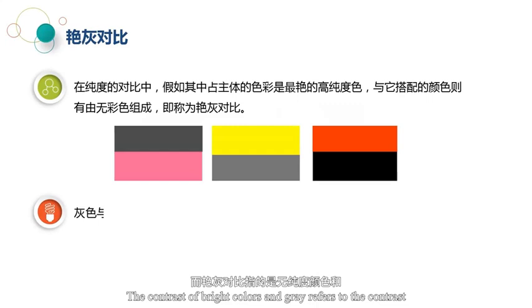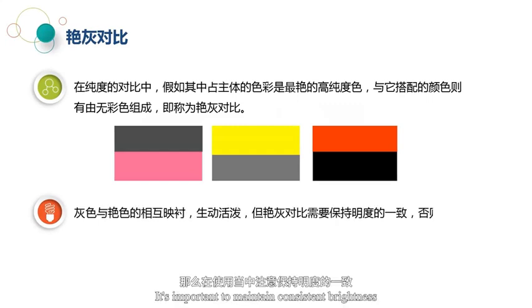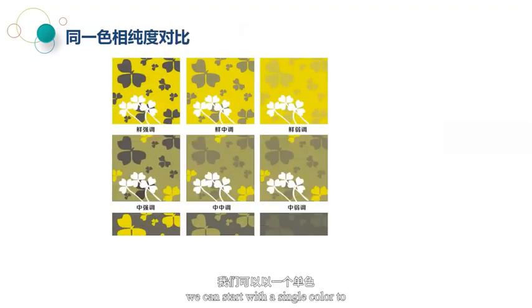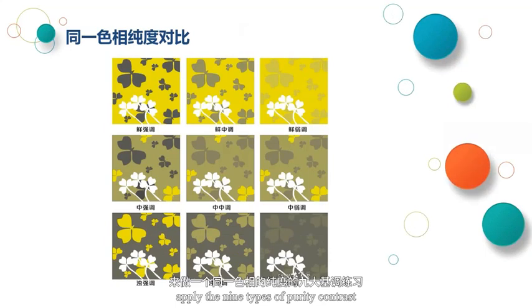The contrast of bright colors and gray refers to the contrast between achromatic colors and colors with purity. It's important to maintain consistent brightness when using this contrast in practical applications. We can start with a single color to apply the nine types of purity contrast.